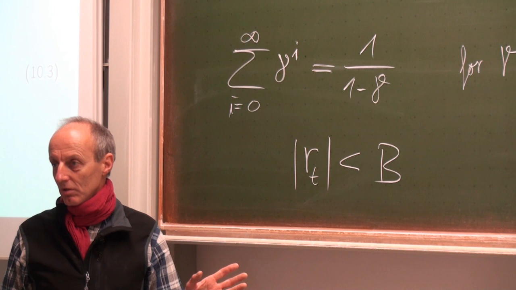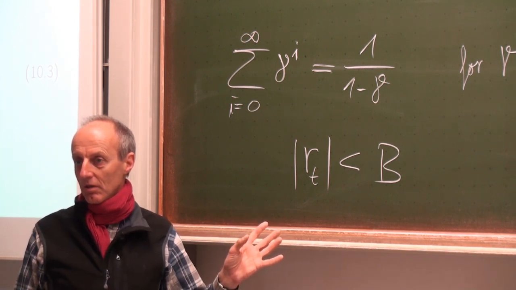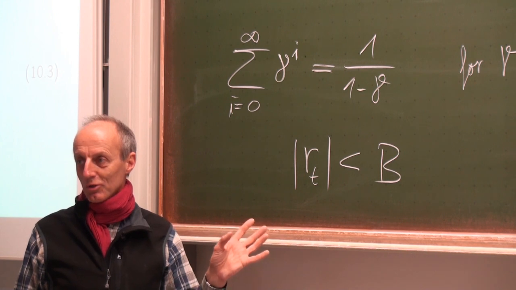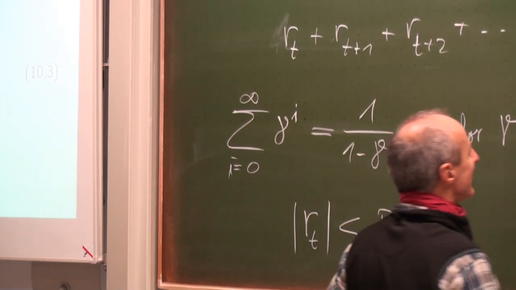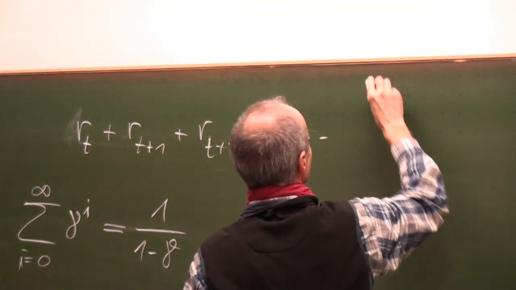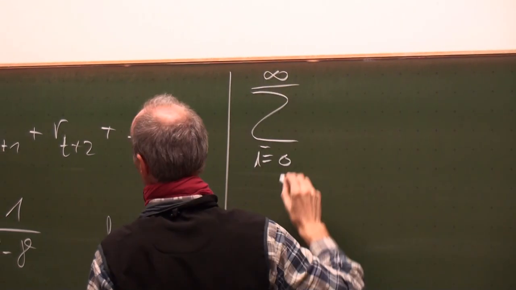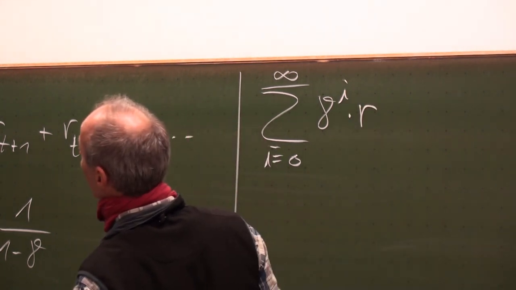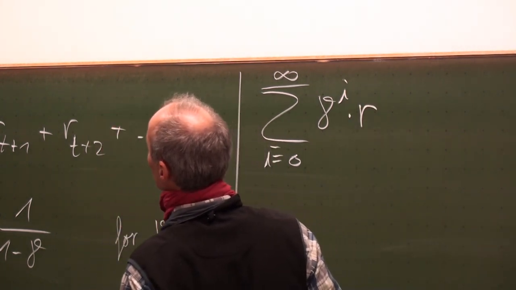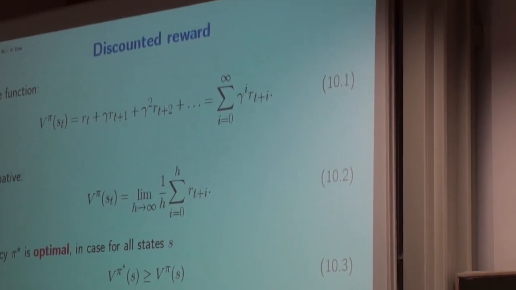Is this clear to you? Or should I prove it? Could you do the proof? Okay. Now let's write it like that: the sum for T equals 0 to infinity of gamma to the power T times RT.